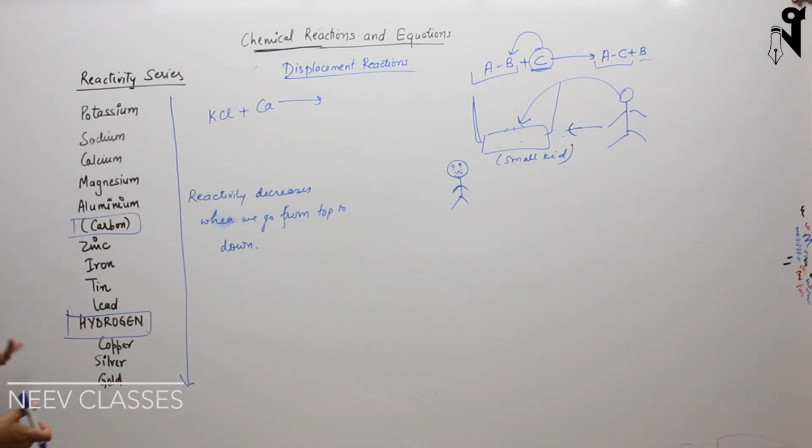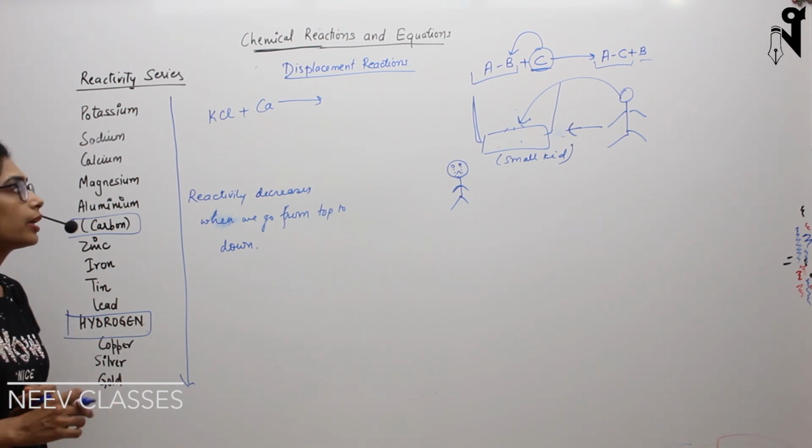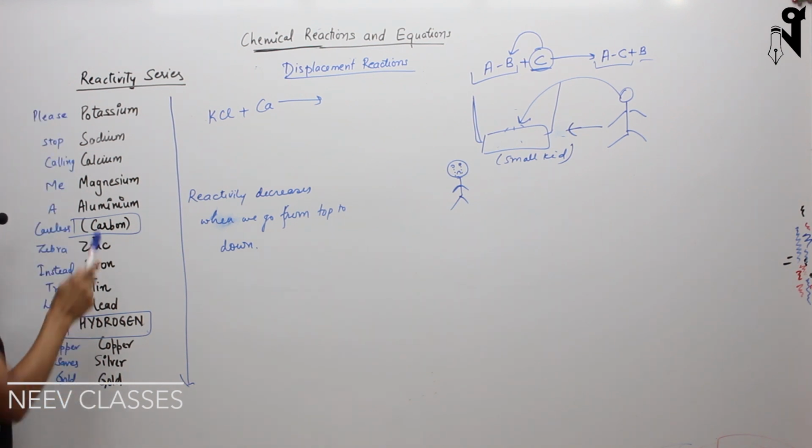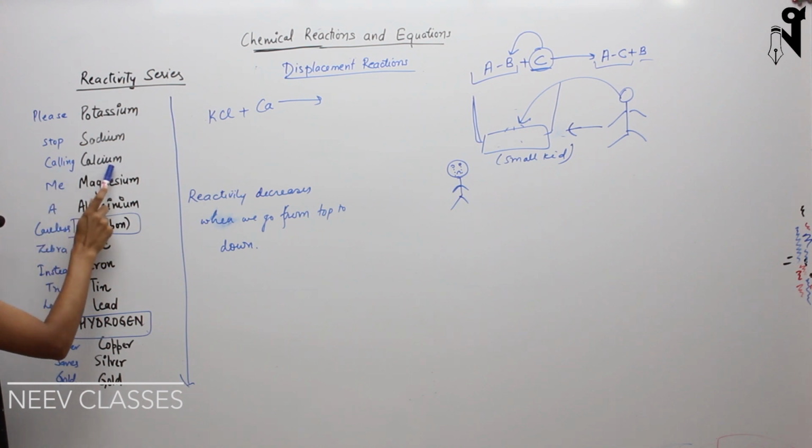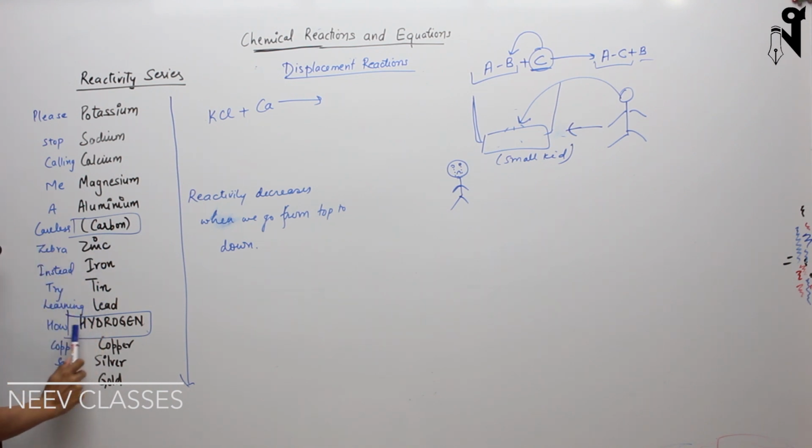You can make your own tricks to remember this, and there are a few known tricks also. I'll just tell you the known trick. So here is the trick. Please for potassium, stop for sodium, calling for calcium, me for magnesium, a for aluminium, careless for carbon, zebra for zinc, and for iron, try for tin, learning for lead, how for hydrogen, copper for copper, saves for silver, and gold for gold. So basically, this is the whole series which you can learn through this sentence.